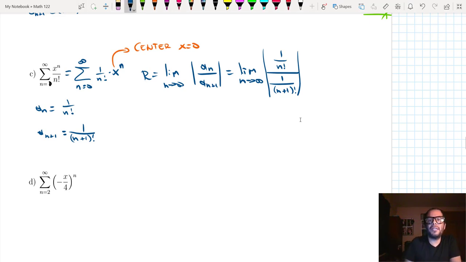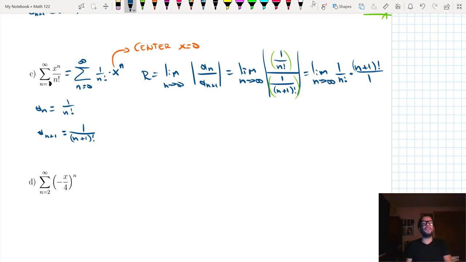Now notice what I'm going to do here. I'm going to group this guy with that guy and this guy with that guy, so I'm going to multiply by the reciprocal of the denominator. Limit of 1 over n factorial times (n plus 1) factorial as n approaches infinity, no more absolute value bars. Now we are going to expand to simplify the largest of the factorials, that is n plus 1.